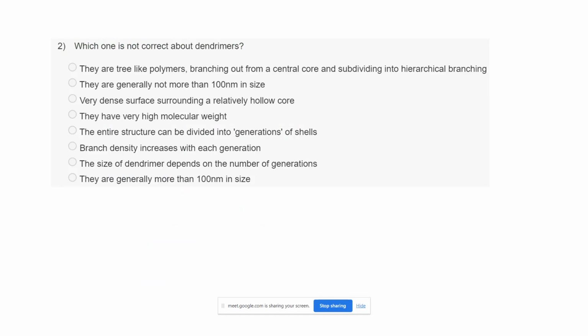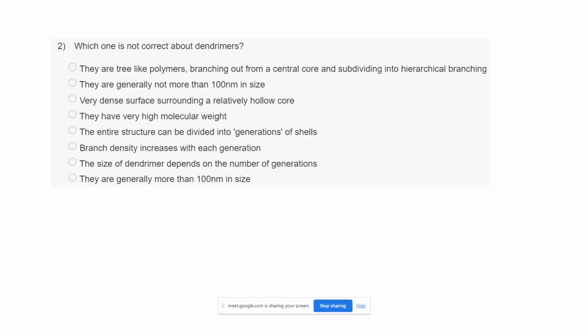The next question was, which one is not correct about dendrimers? They are tree-like polymers branching out. Am I audible, guys? Hello? Yes, ma'am. Okay. So the second question, which one is not correct about dendrimers?